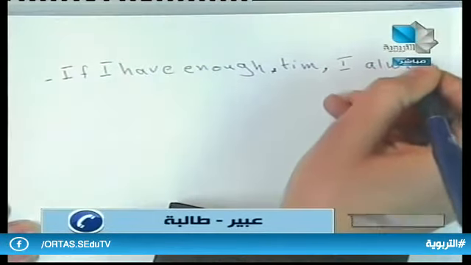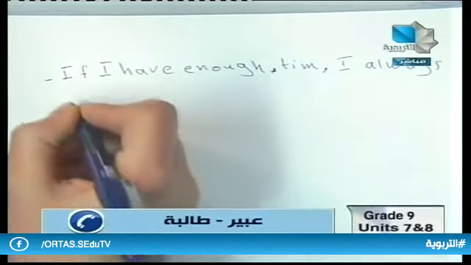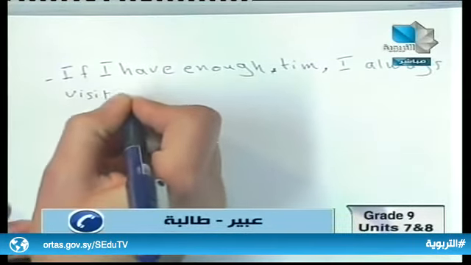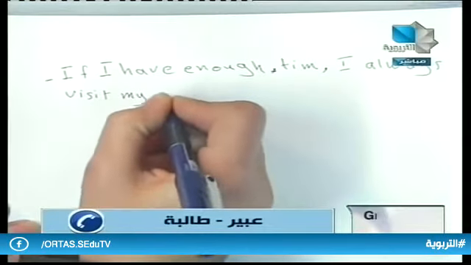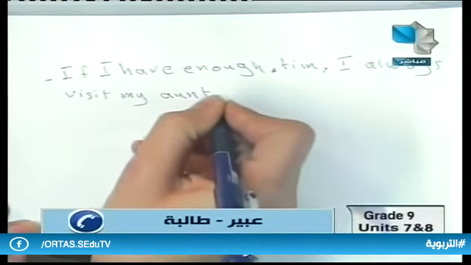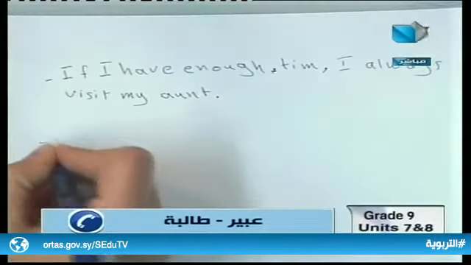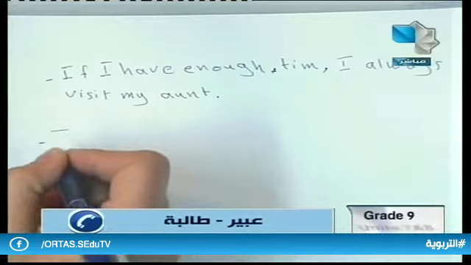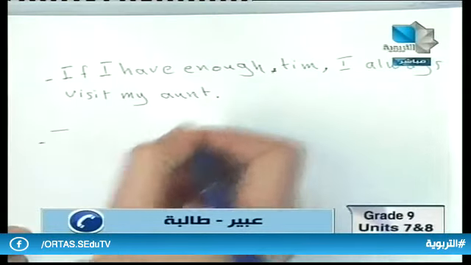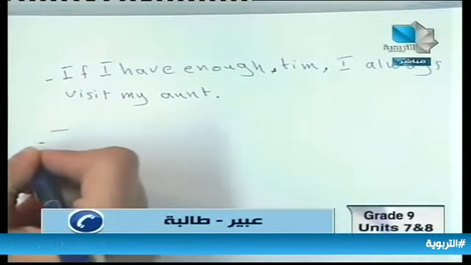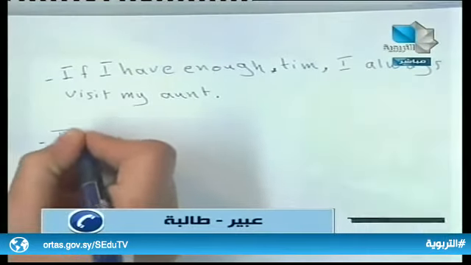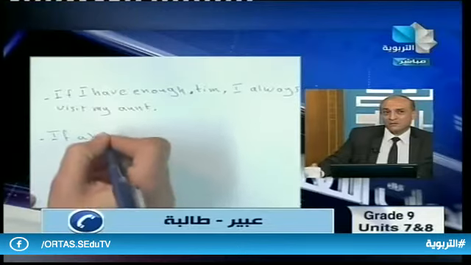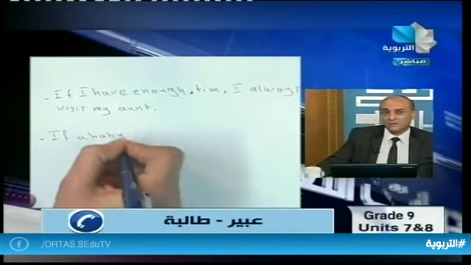Let's write another example. If children or if babies are hungry, they cry. This is example 1. Miss Fidan, you can write the result clause. This is the second sentence. Okay, if babies are hungry, they cry.